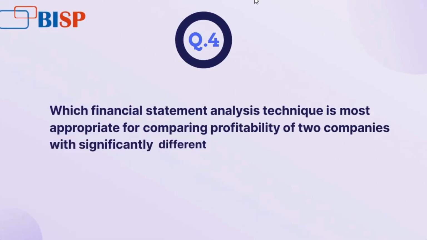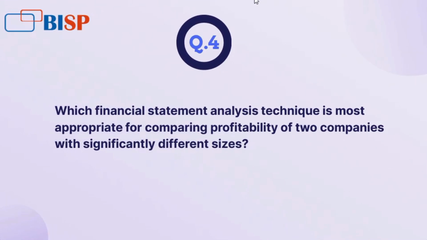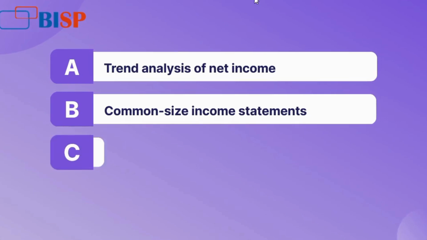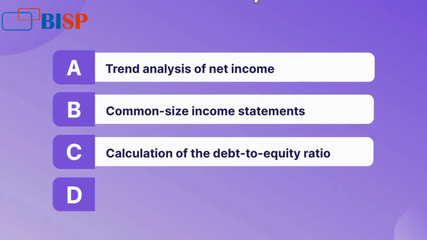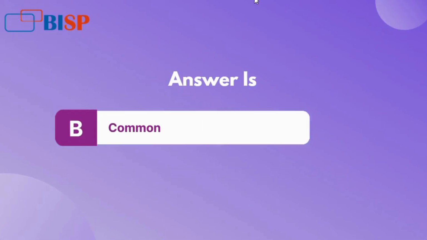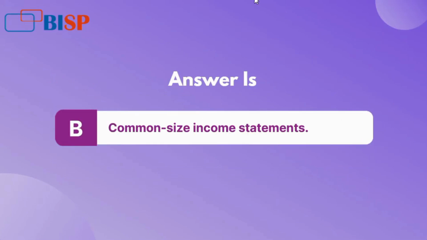Which financial statement analysis technique is most appropriate for comparing profitability of two companies with significantly different sizes? A. Trend analysis of net income. B. Common size income statements. C. Calculation of the debt-to-equity ratio. D. Not applicable. Answer is B. Common size income statements.